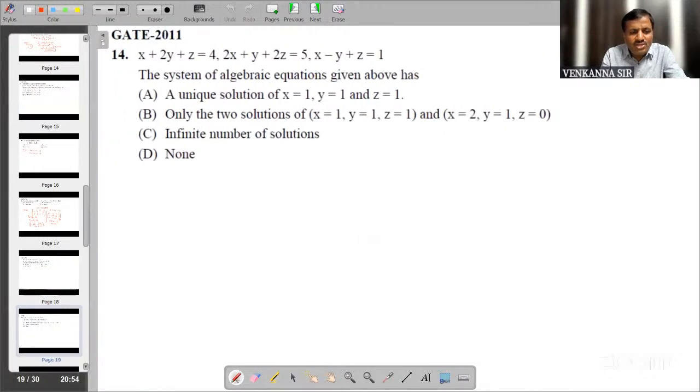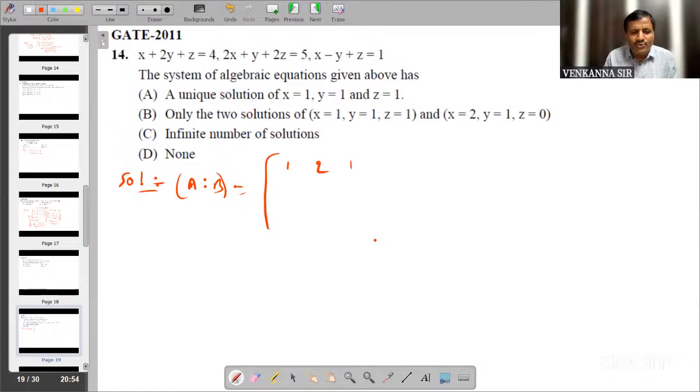This question also: x plus 2y plus z equal to 4, 2x plus y plus 2z equal to 5, x minus y plus z equal to 1. The system of algebraic equations given above has unique solution, only 2 solutions, or infinite number of solutions. What type of equations are they? They are called non-homogeneous equations. For the non-homogeneous, take the augmented matrix. You can try this question simply also.